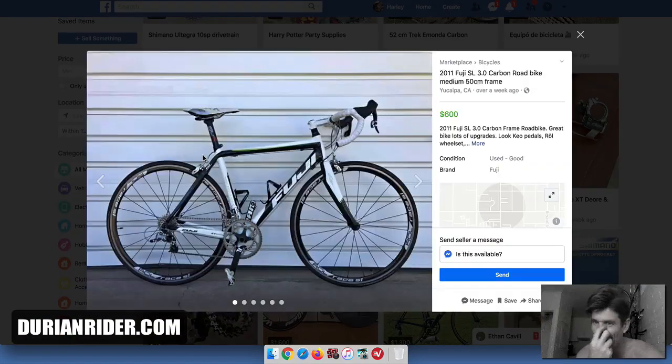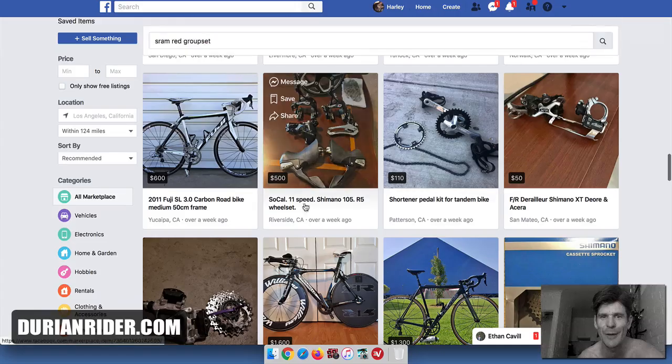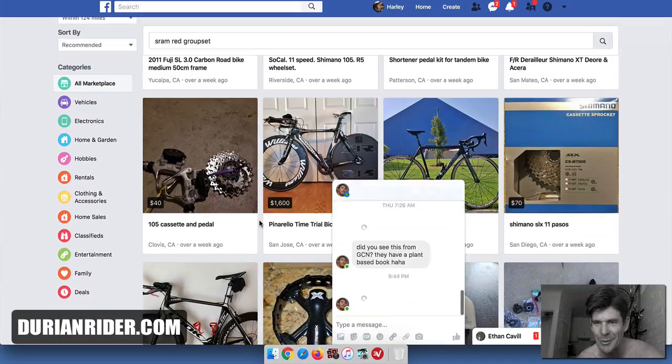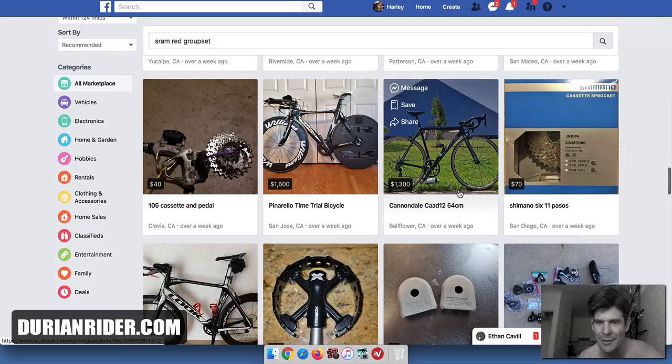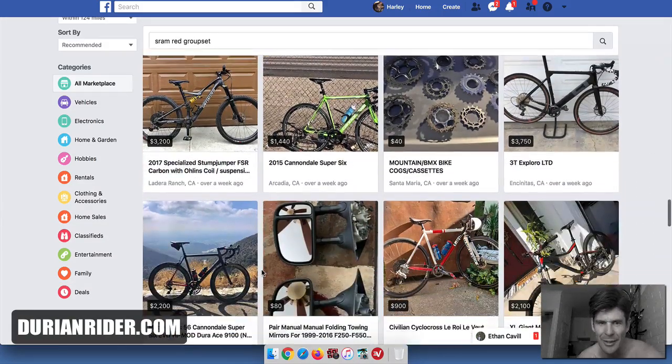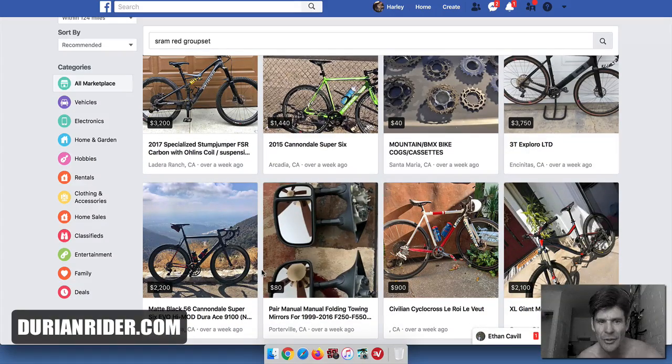$500 and you can get yourself a 2011 Fuji. Looks in good condition. Hasn't been slammed, you know, for $600. For $500 for 105 group sets, secondhand, this dude's dreaming. Crazy, crazy, crazy. All right, so that's the deal there. The deals are around. Didn't take me long to find that deal.